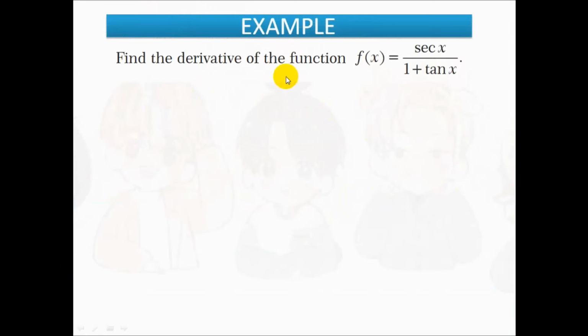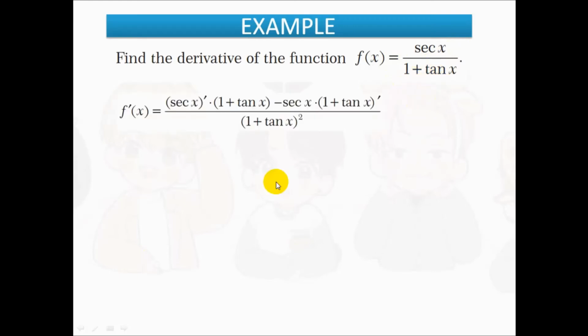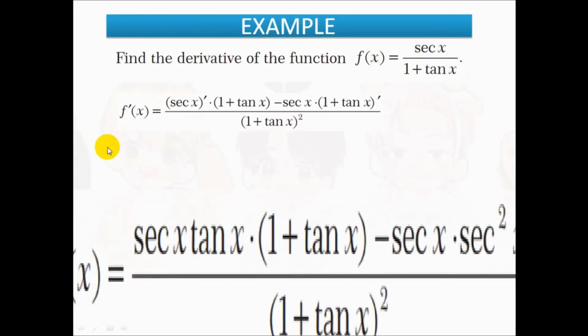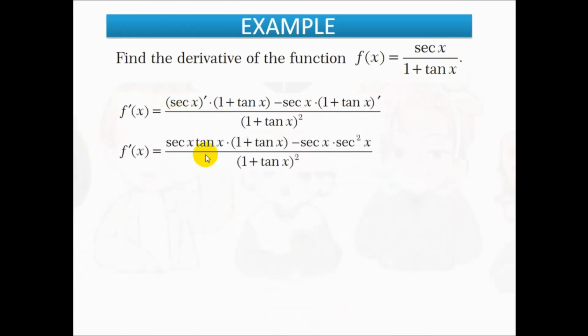Find the derivative of the function f(x) is equal to secant x over 1 plus tangent x. By using the quotient rule, we get the derivative of secant x, which is secant x tangent x, times 1 plus tangent x, minus secant x times the first derivative of 1 plus tangent x, over (1 plus tangent x) squared, which is secant squared x.